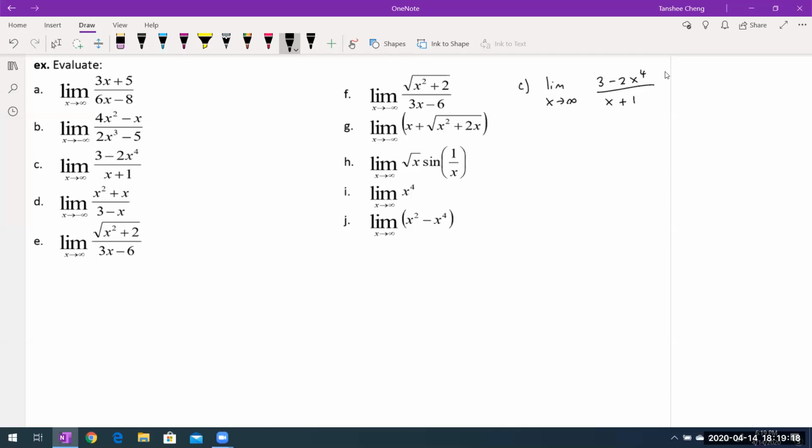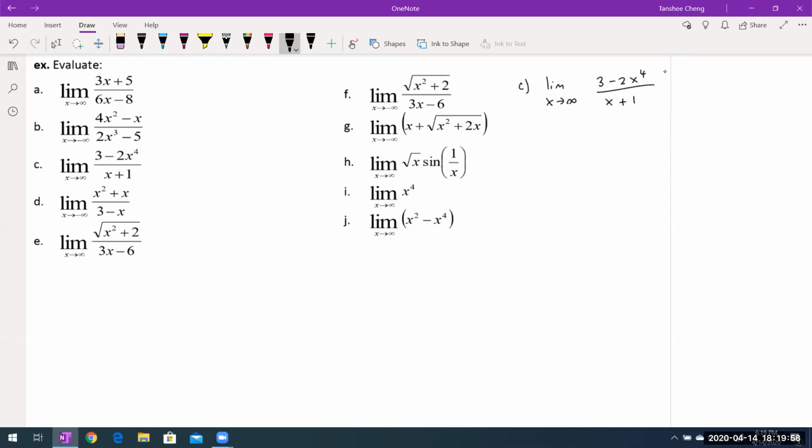So let's take a look at this example, right? 3 minus 2x to the fourth power over x plus 1. So as x approaches infinity, what is my limit going to be in this case? In this kind of situation, if you use the technique that I mentioned earlier, you're going to get something, but not really see what's going on, right? So to make it clear, I'm going to show you this way so that you can see what's going to happen in this case.